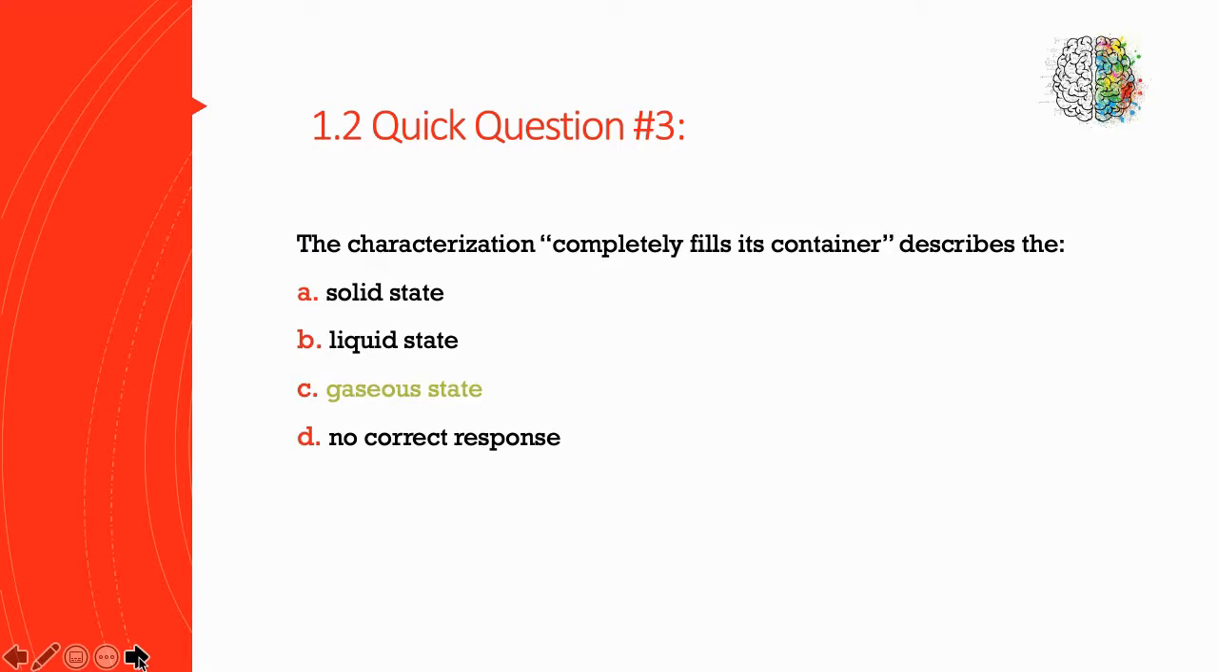Okay, I'm describing a gas. Why is this not a liquid? We said liquid takes on the shape of the container. That's true, but right now we're talking about filling the container. We're talking about a volume. And you'll remember I told you that liquid doesn't completely fill the container. It'll just come up to wherever the volume of the liquid is. But a gas will actually spread out to completely fill up that container. Okay, so the answer here is gas.